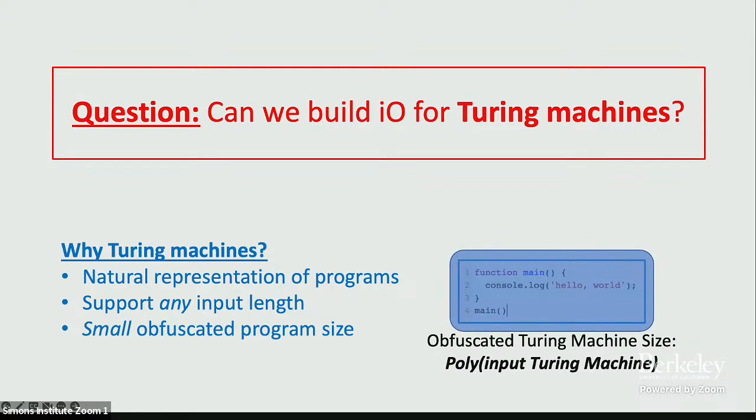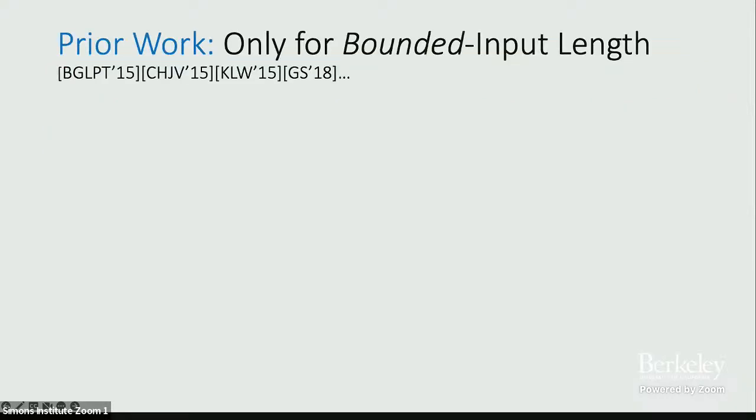If we consider the notion of iO for Turing machines, then both the input program and the obfuscated program are represented as Turing machines. Ideally, the obfuscated Turing machine's size should only depend polynomially on the size of the input Turing machine, so its size could be much smaller than the obfuscated program in the circuit model. Previously, there is also a long line of work constructing iO for Turing machines, but all of those works can only support obfuscation for bounded input programs.